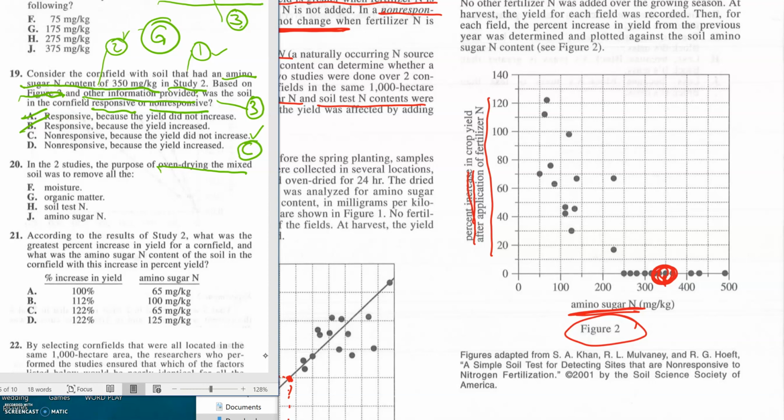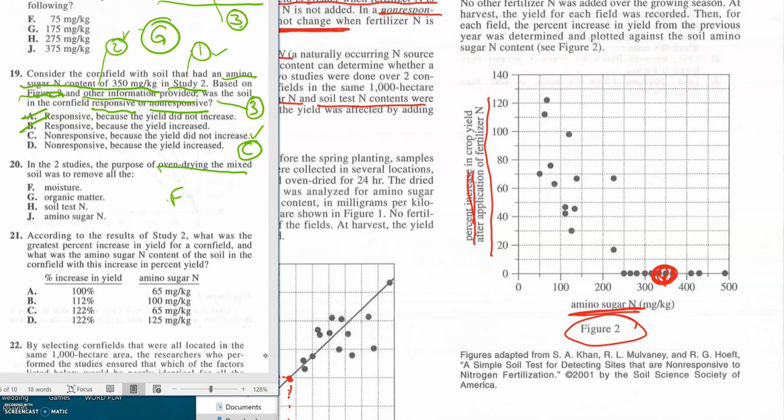I mean, if you oven dry anything, you're getting rid of the moisture. And seriously, during the test, I would just go with that answer. I mean, getting rid of the organic matter, that's like leaves and everything else. Putting it in the oven doesn't get rid of leaves and stuff. You're not getting rid of anything. You're just getting rid of moisture. It's just a common sense thing.